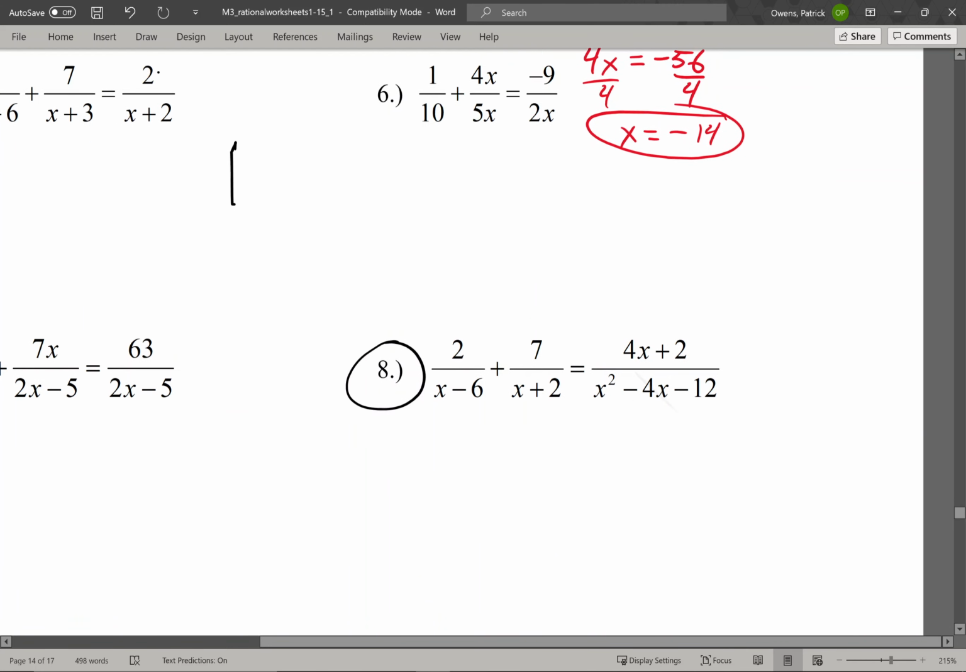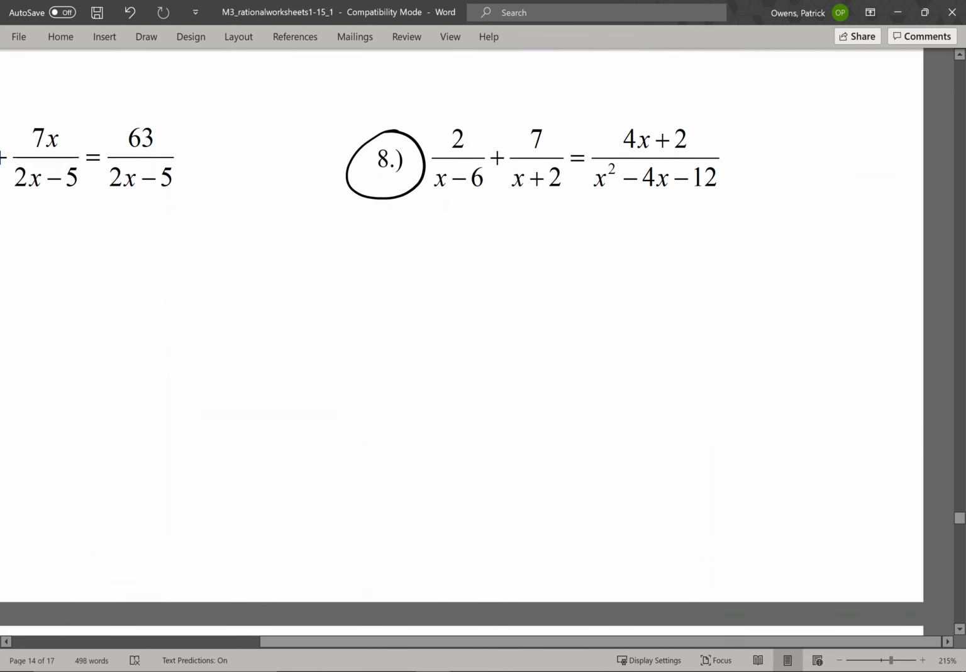Same thing is going to happen down here. We are going to factor this denominator first, and we end up with x minus 6 times x plus 2, which is convenient because those are factors of our other denominators here. We want to set that x cannot be equal to 6 or negative 2, which we get by setting our denominators equal to 0 and solving for x, because we cannot divide by 0.